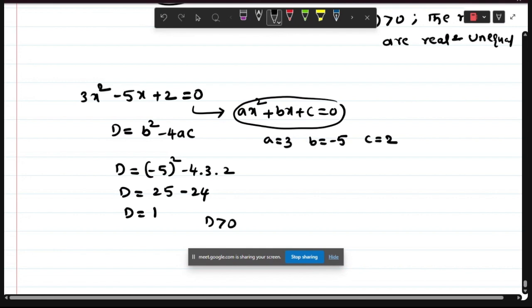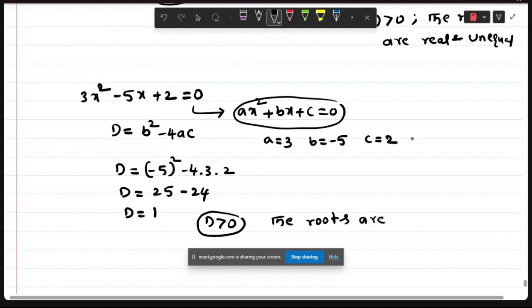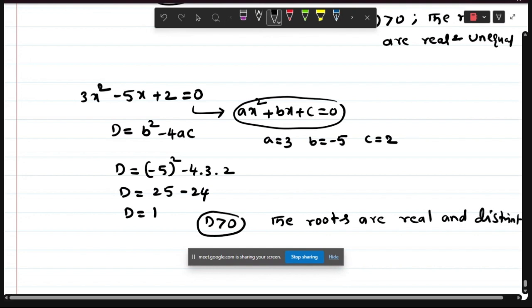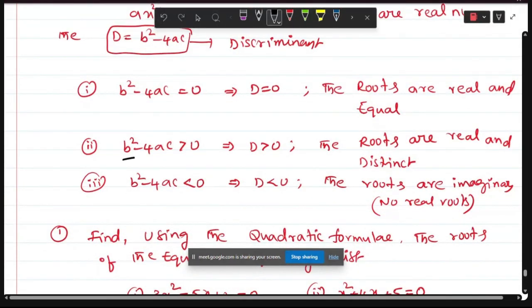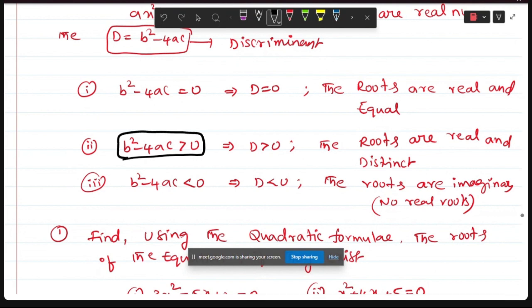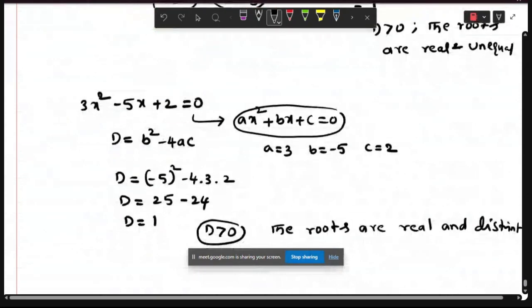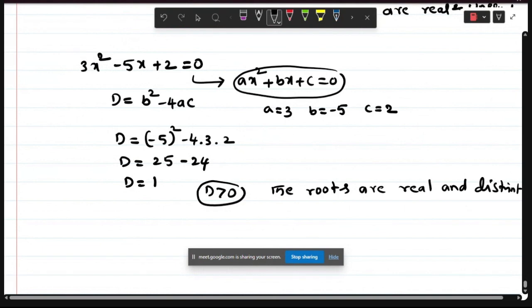If D is greater than 0, what is the condition? The roots are real and distinct. That is the condition for the nature of the roots being unequal. So if b squared minus 4ac is greater than 0, the roots are real and distinct. That means the roots exist. Are you clear? Yes, sir.